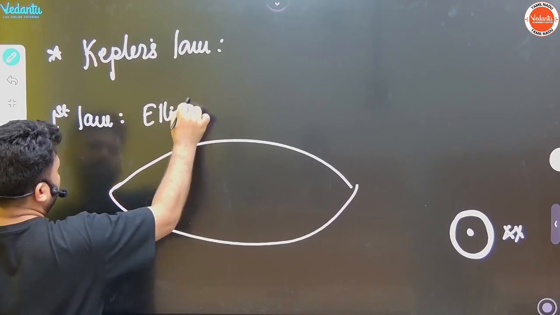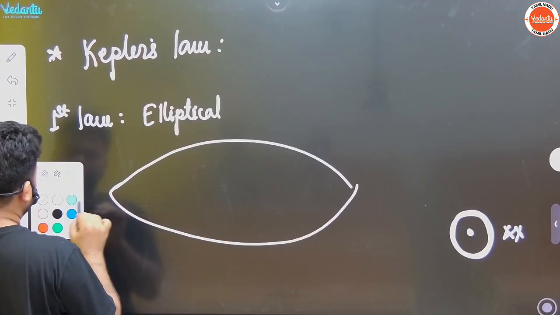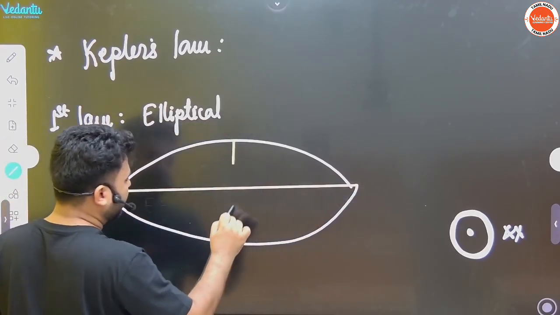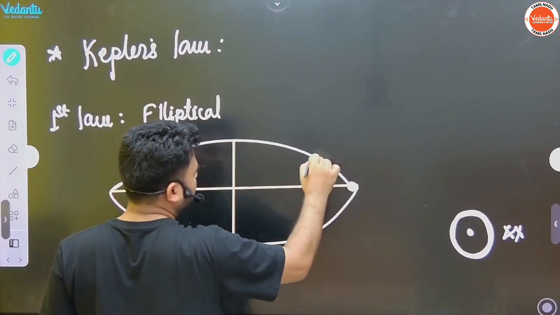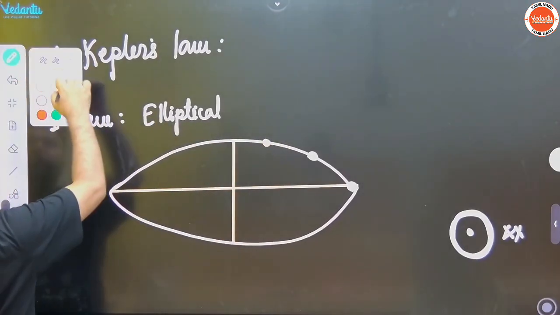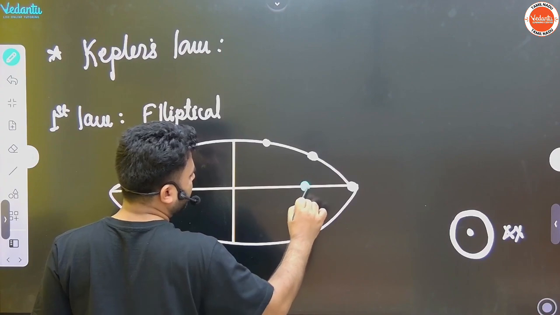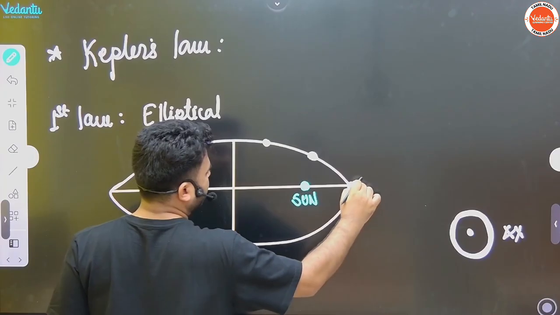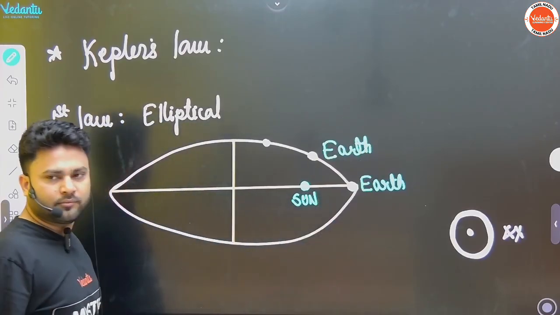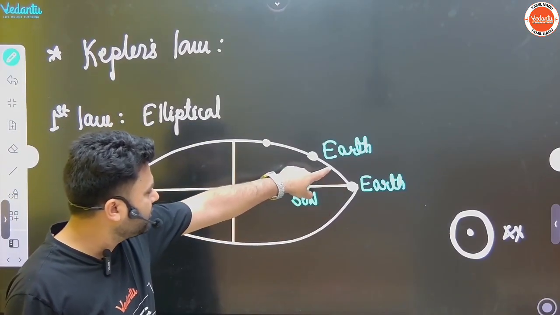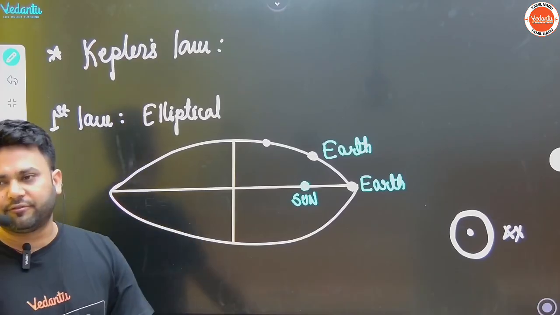This is only the first law. Now this kind of structure is called an ellipse. An ellipse has two axes. This is called the major axis of the ellipse. This is called the minor axis of the ellipse. So what they say, the planet is revolving like this, with sun at one of its focus. Suppose this is sun, and this is earth, for example. So sun is fixed here, and the earth or any planet revolves like this in elliptical path. So this is Kepler's first law.